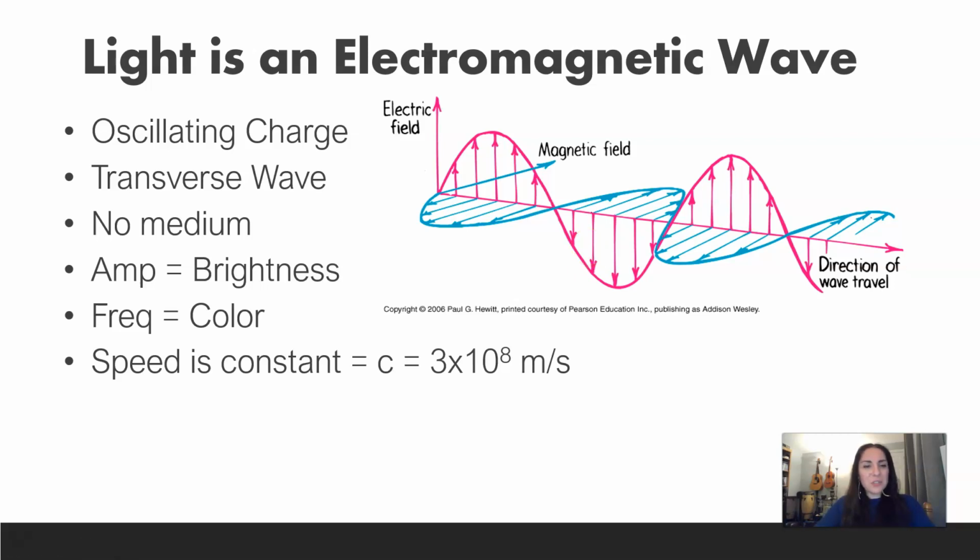And another really interesting thing is that the speed of this is constant. In fact, all electromagnetic waves have the same speed. And the reason kind of why is that when you oscillate a charge, the charge itself is giving off the wave, and the wave that it gives off comes out at the speed of this amount.